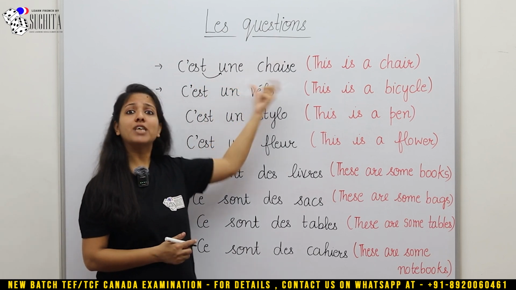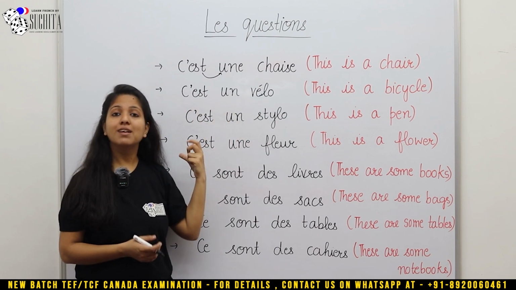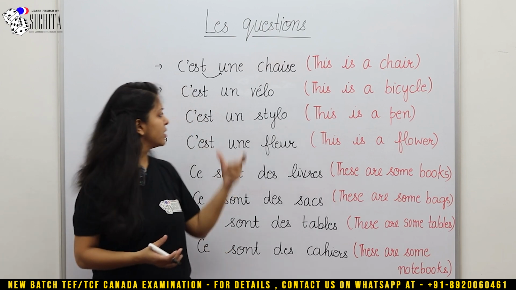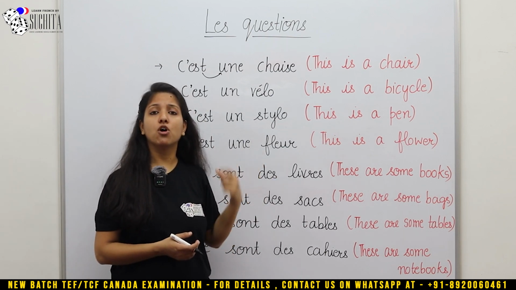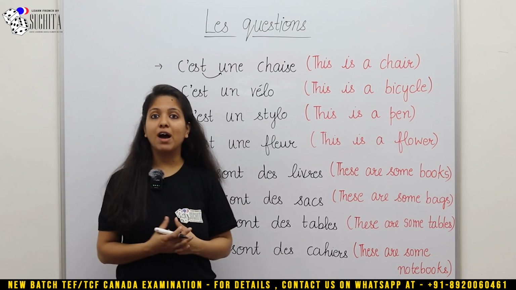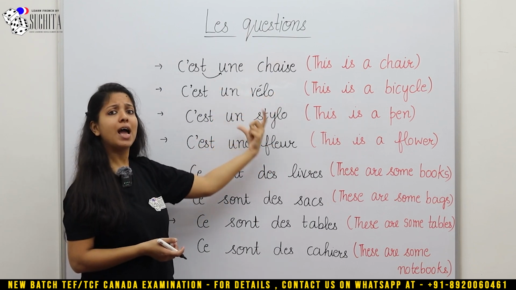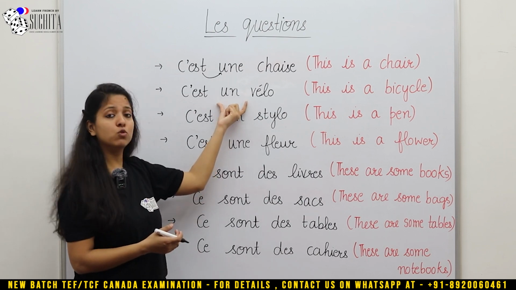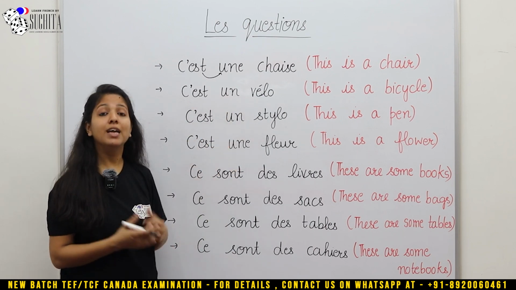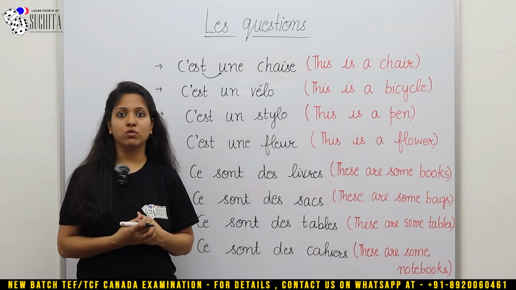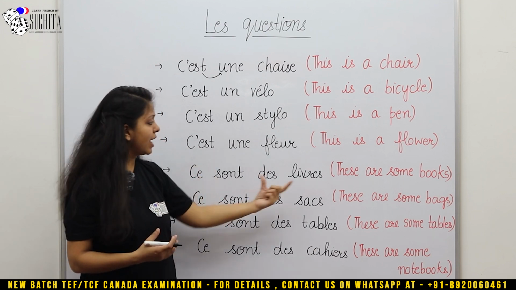So, c'est une chaise, which means this is a chair. Now, c'est un vélo, which means this is a bicycle. C'est un stylo. This is a pen. C'est une fleur, which means this is a flower. So chaise, fleur, they are feminine nouns. Therefore, I've used une with them. Vélo and stylo, they are masculine singular nouns. Therefore, I have used un with them. Clearly, all of them are singular nouns. So since they are singular, I'm using c'est with them. Now, if you turn them into plural, let's say I'm writing something plural.